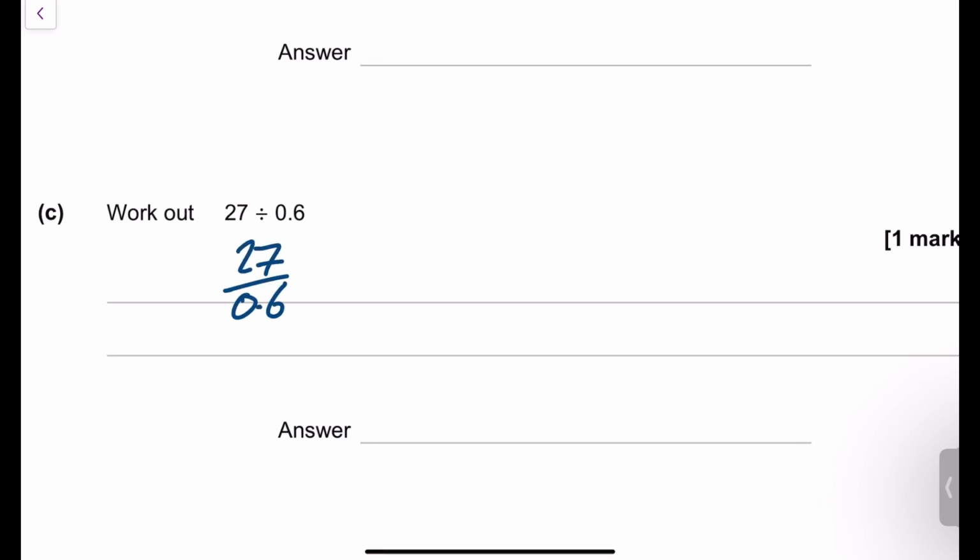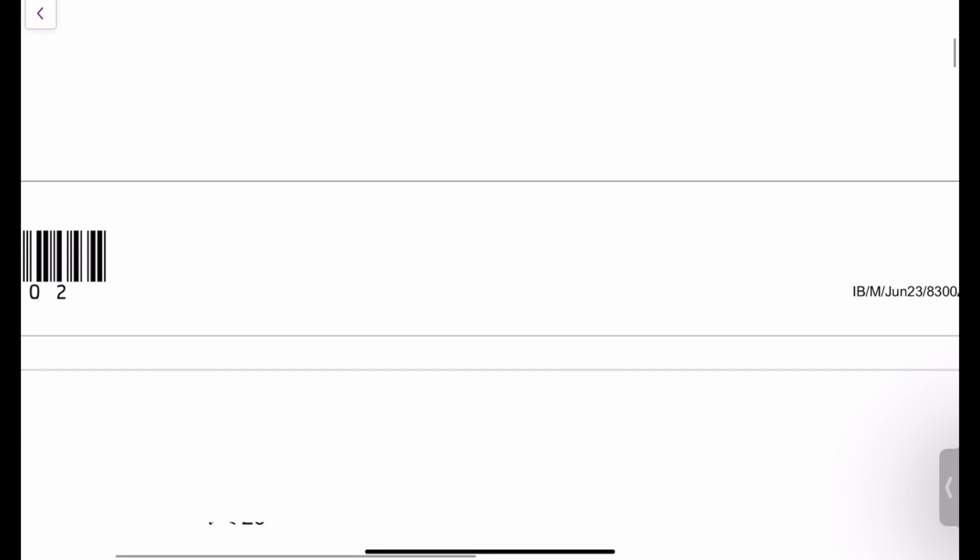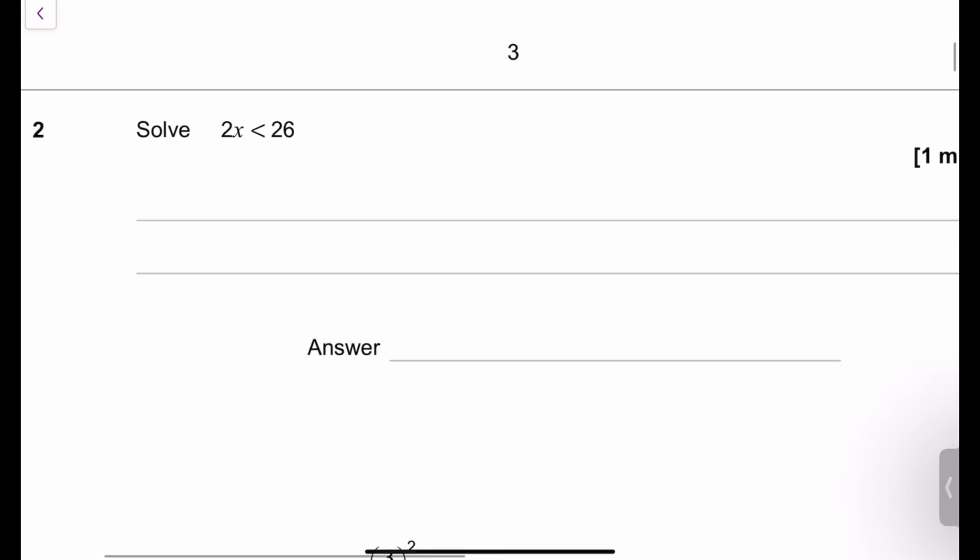Next one says work out 27 divided by 0.6. Write that as a fraction, it's 27 over 0.6. And then multiply top and bottom by 10 to get rid of the decimal. And then we'll do a bit of cancelling down. Top line divides by 3 to give you 90. Bottom line divides by 3 to give you 2. And then 90 divided by 2 is 45. That's the first page done.